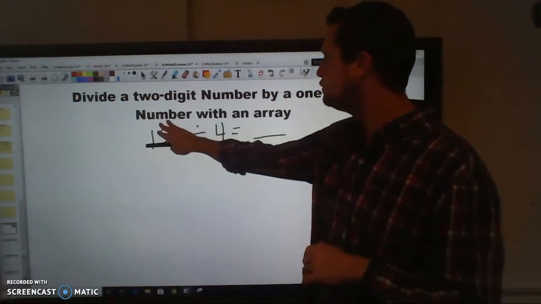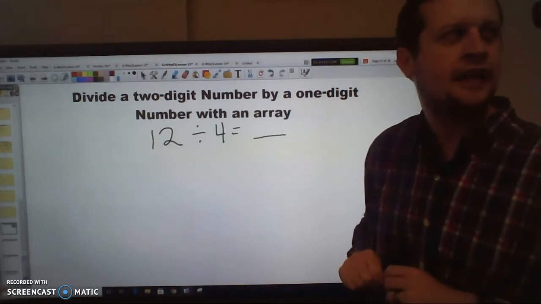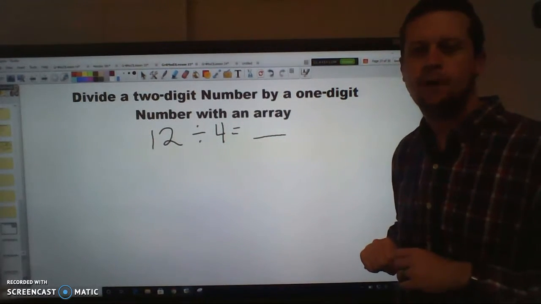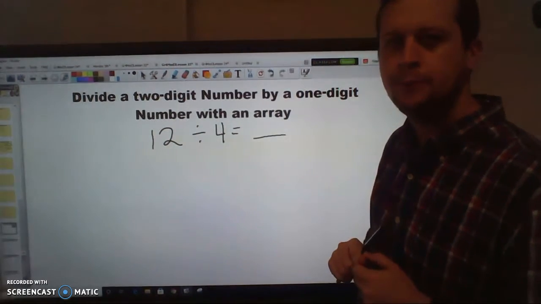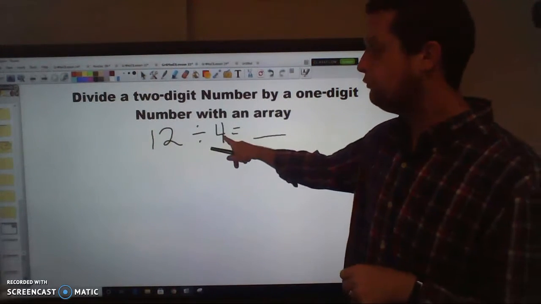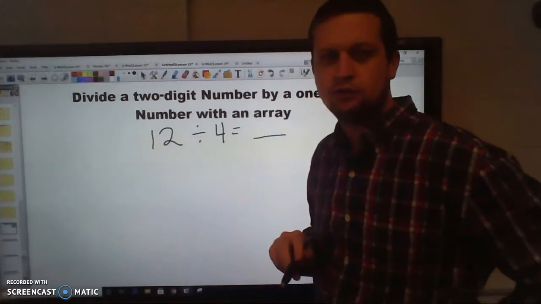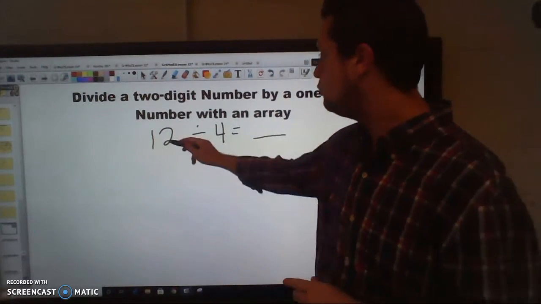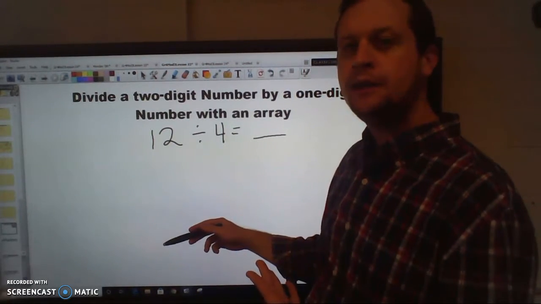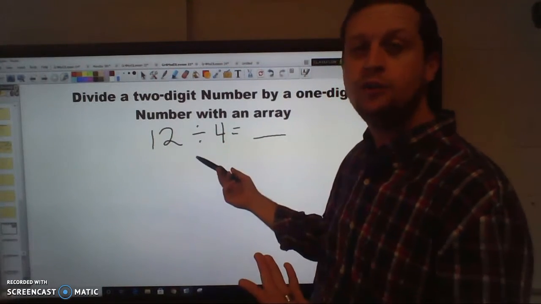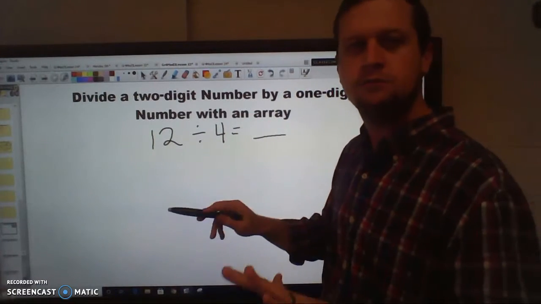So again, 12 students in the gym. The coach wants to put them in groups of 4. How many groups is that going to be? All right, so we're going to have a total of 12 in our array, but they're in groups of 4, okay? So each of my little circles that I'm going to draw is going to represent a student. Remember, there's 12 students. So as I'm doing this, I'm going to make them in groups of 4. It takes me a little thinking here, a little bit of counting, but let's just do that.